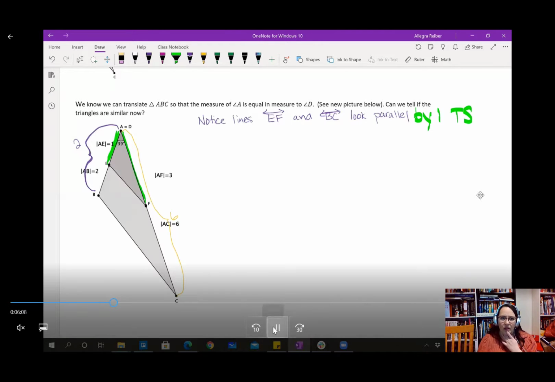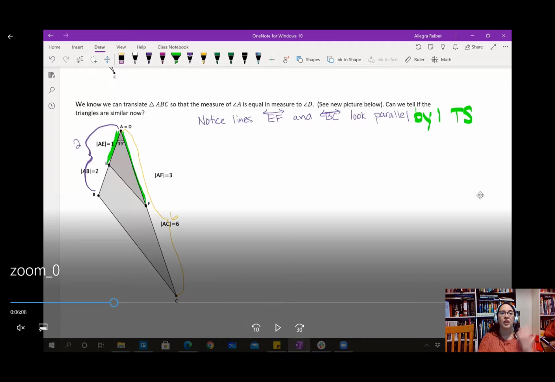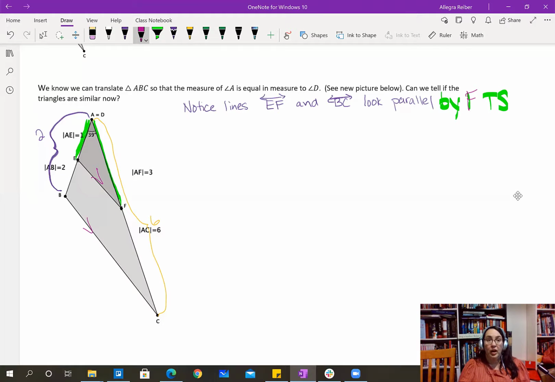What do you think? How could I show that the other two angles in my triangles that I do not yet have a check for are also similar? When we cut a set of parallel lines with a transversal, it told us certain pairs of angles were congruent. Can you see a pair of congruent angles? That's right, we actually have two pairs here.